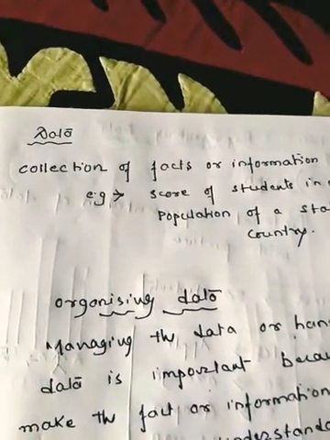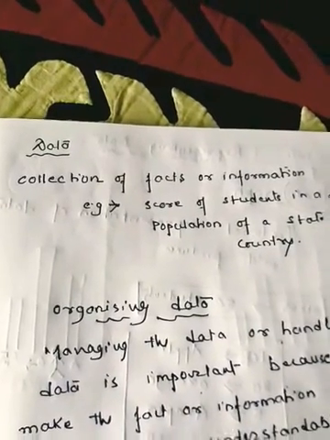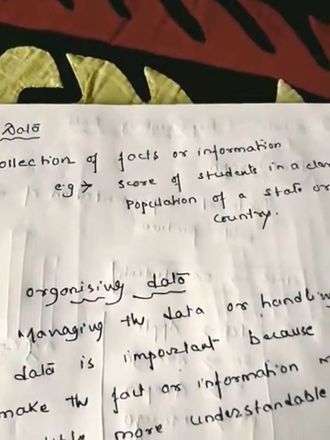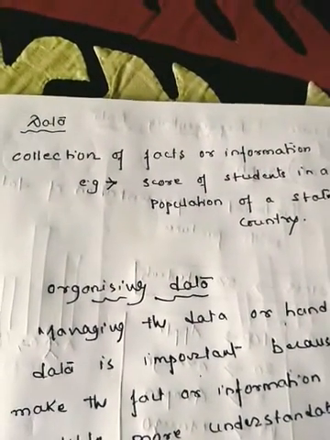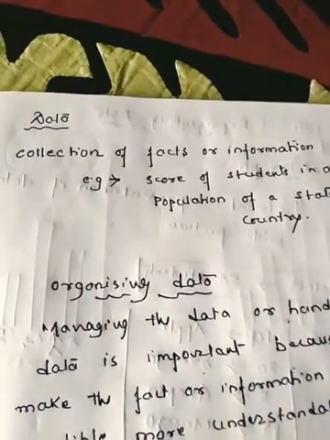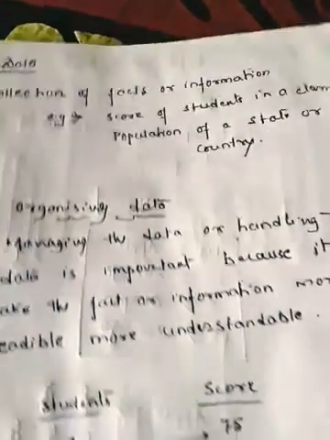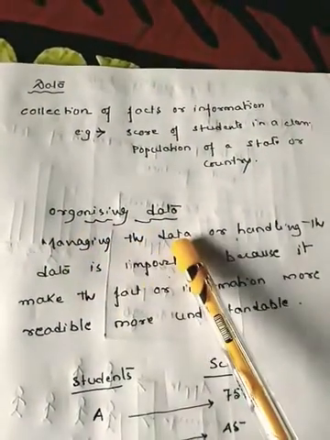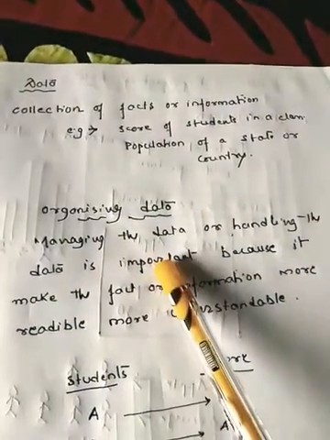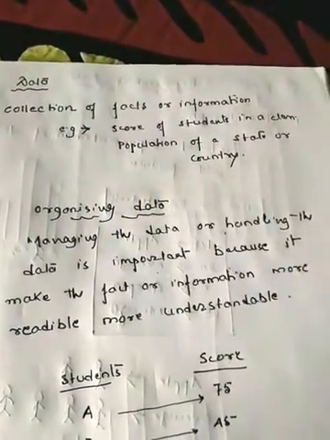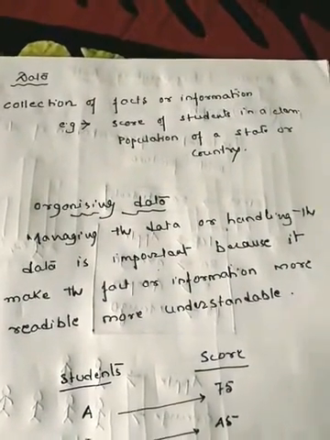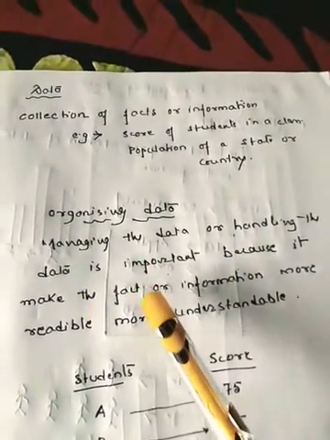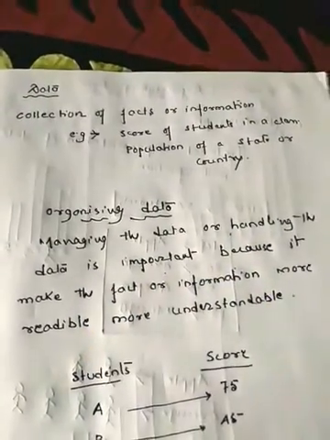Now the next topic that is very important, that is organizing the data. Once you have collected the facts or information, you need to organize it. Why organize it? This is the biggest question that many people ask. Why organize the data? What is the use, what is the purpose of doing this? Now, what I've written, you see, managing the data or handling the data is important. That is, this is all about organizing. Once you have collected the facts or information, you have to manage or handle the data. It is important because it makes the facts or information more readable, more understandable.